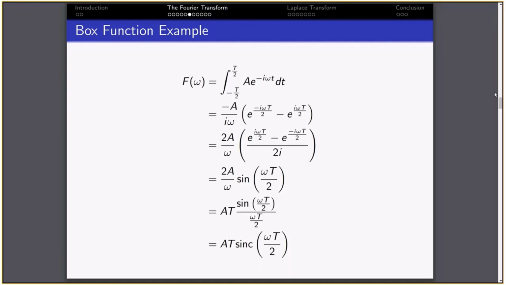However, because this comes up a lot in different engineering circles, engineers have actually defined a new function called the sinc function to make working with it a lot easier. So by doing a little bit more algebraic manipulation, we end up simplifying this down to aT times sinc of omega T divided by 2. And that would be the final answer for this situation.